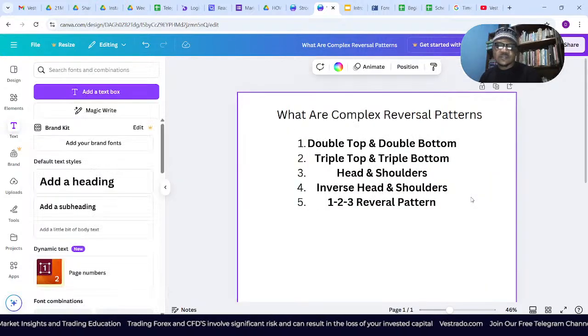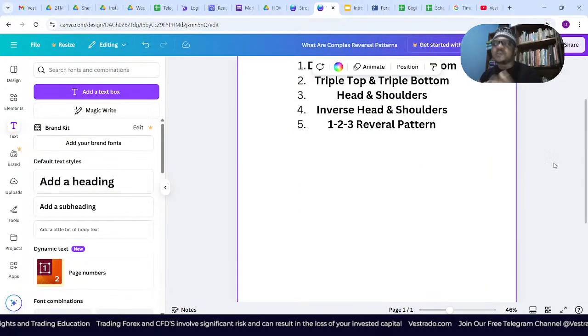So before we look into all this, it's important to have a general idea as to what complex reversal patterns present. What do they tell us? I always tell my students complex reversal patterns tell a story, or if I may, tell 2 stories.